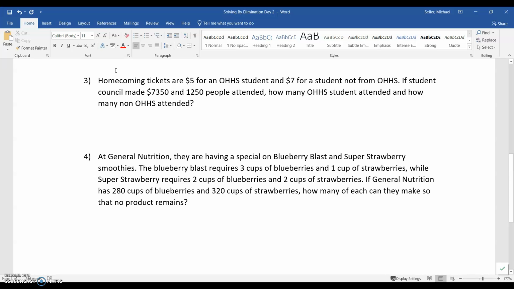Well, we can see this one's set up just like number 1. There are 4 numbers, 3 of them have dollar signs, and 1 of them doesn't. So this is going to be pretty straightforward again. I'm going to keep the money with the money with the money. So my x in this case is going to represent my Oak Hill students. My y is my non-Oak Hill students.